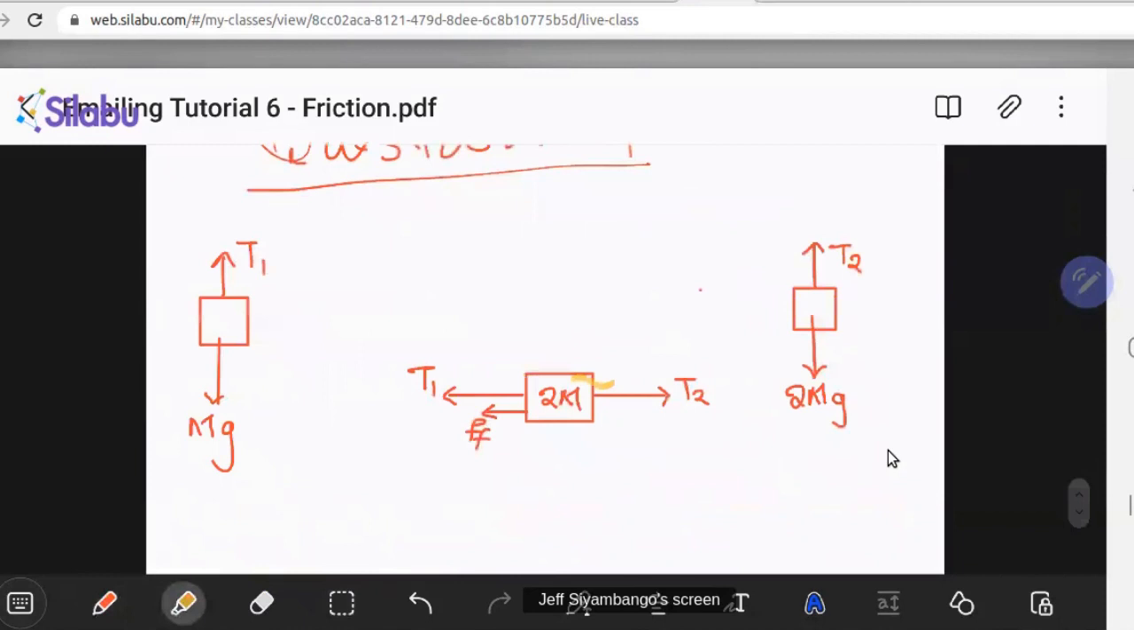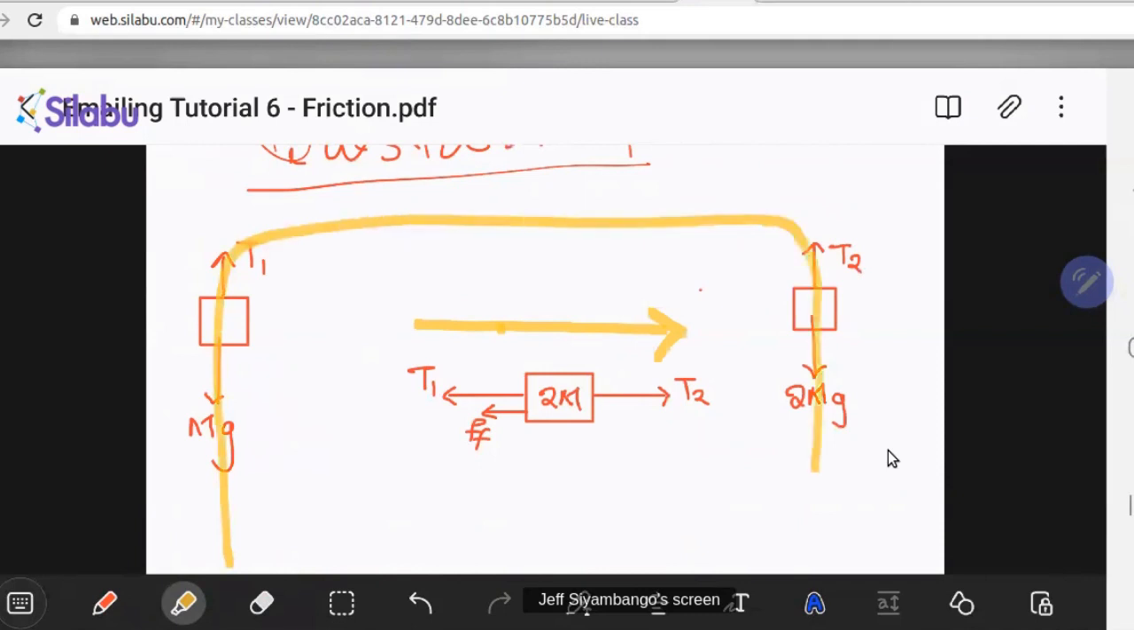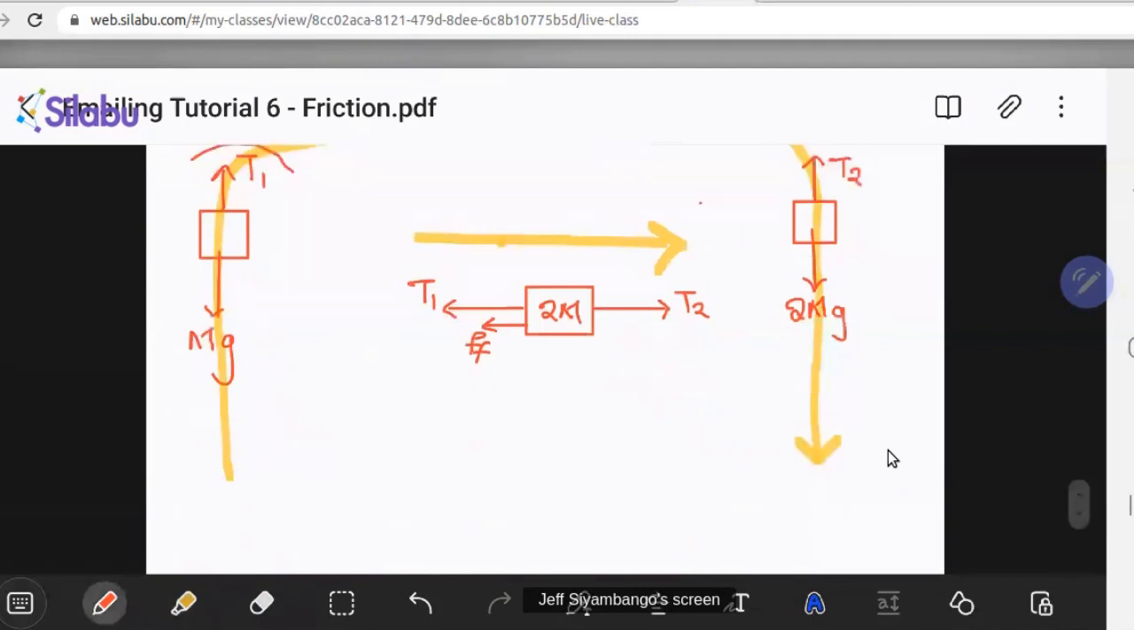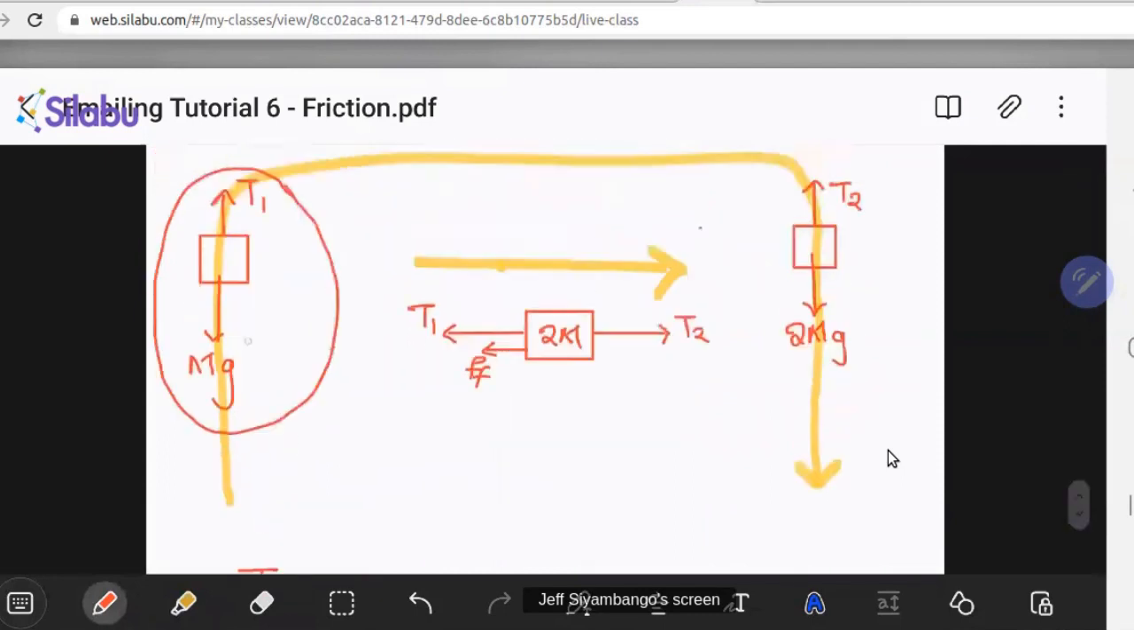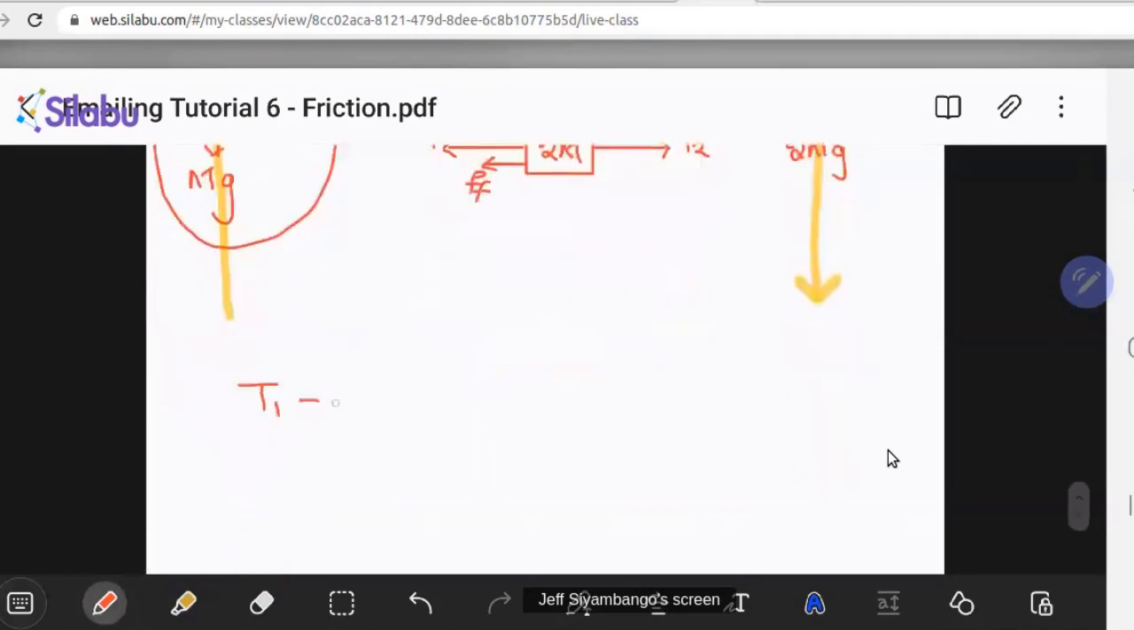Since I've decided to choose for block 2, I've decided to choose this direction to be positive. So it means that I am following this to be positive as it turns to pass through block 1, then it will be positive as it goes down. So this yellow line is my direction of what is positive. When I come to block 1 here, I observe that it actually agrees. T1 is going up, so T1 will be positive. Then mg will be negative as it points down, so I'll say mg here. This will be equal to the mass of block 1 times the acceleration of block 1.